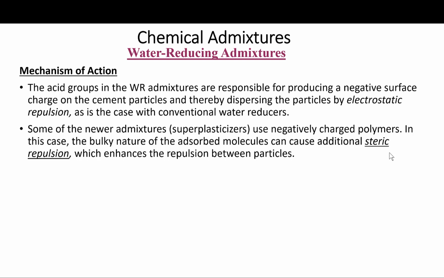So some of the newer admixtures use negatively charged polymers. In this case, the bulky nature of the adsorbed molecules can cause additional steric repulsion, which enhances the repulsion between the particles and makes more water available.